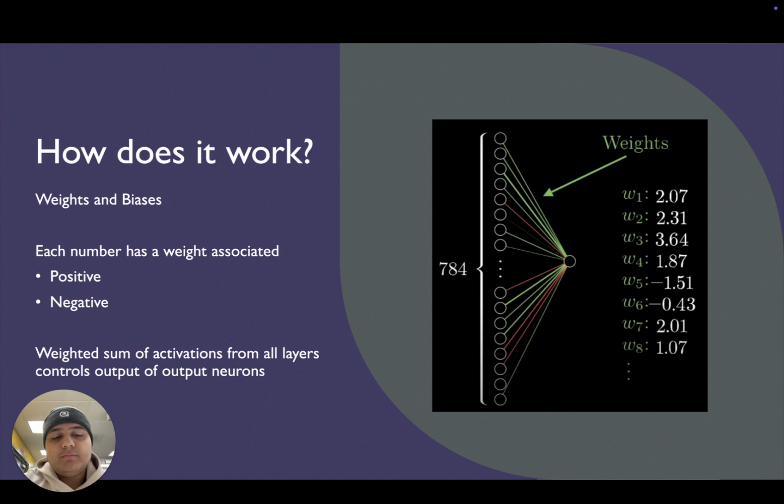But that's not all. Then a bias is added on. This number, the bias, is another parameter that controls whether a neuron is activated. So it controls the outputs of the output neurons.